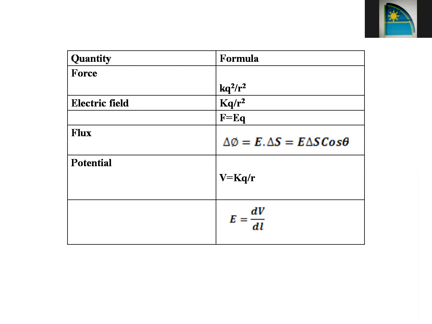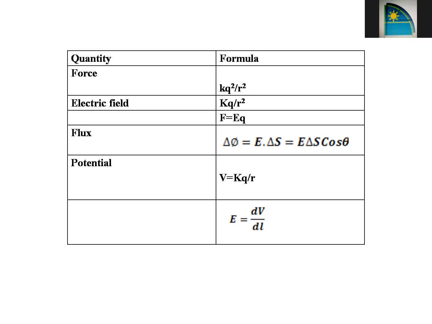Now coming back, in the first two formulas, force is equal to kq square divided by r square and electric field is equal to kq divided by r square. That means force and electric field are related to each other as force is equal to electric field multiplied by q. Another way of remembering this is that force is always between two charges, and field is always due to one charge.